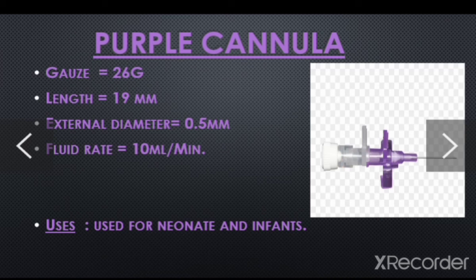So this is all about the cannulas and their different uses and different flow rates according to their gauge number. Most of the questions asked are about which type of cannula is used mostly, and that is the pink or blue cannula. These are the most commonly used cannulas, and in the case of infants we can use the yellow and purple ones. So I hope you have learned all about cannulas.